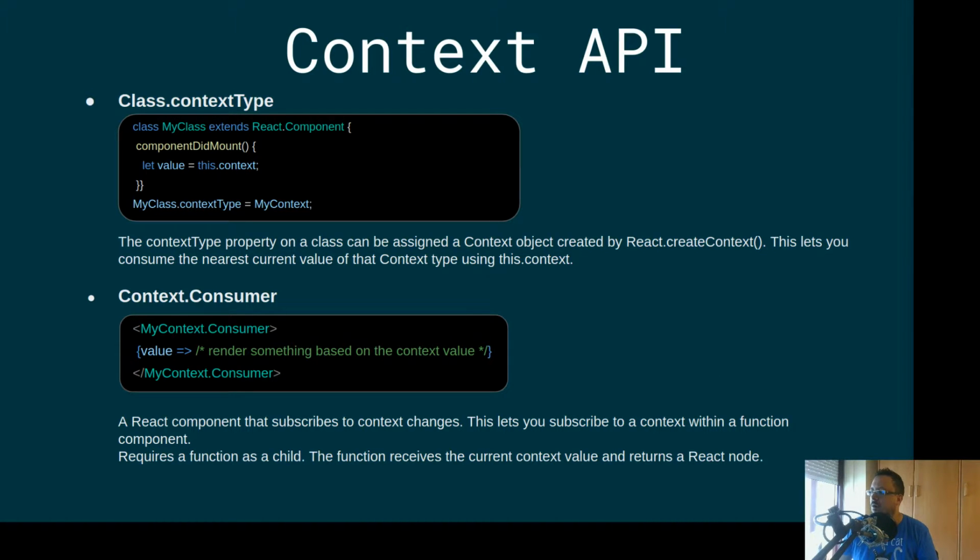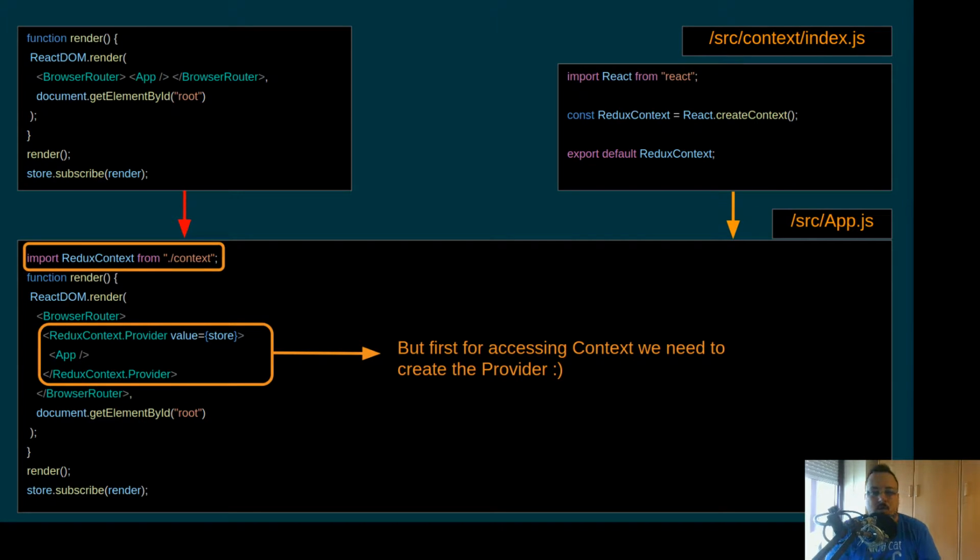So now we can go and see these changes in action. Remember, we had the app.js before, and what I'm doing here is wrapping my app with the Redux context provider and passing it the value store.